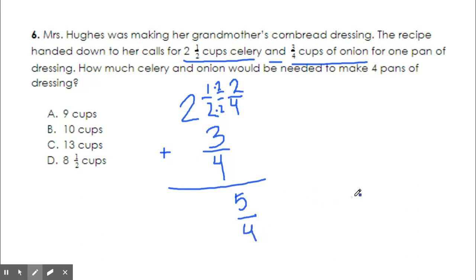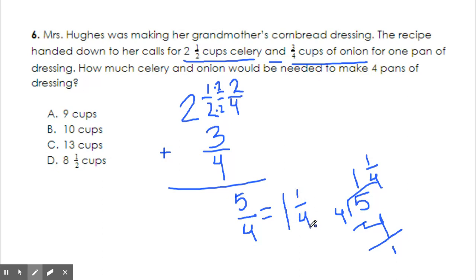That's improper. So 5 is top heavy. So 5 in the house, 4 outside. That goes in 1 whole time with a remainder of 1. So that would be 1 1/4 in proper format. So this is equivalent to 1 1/4. But I want all my whole numbers to stay the same. So this whole number here, I'm going to carry it to the other whole number. So 1, 2, 3. So my final answer is going to end up being 3 and 1/4.